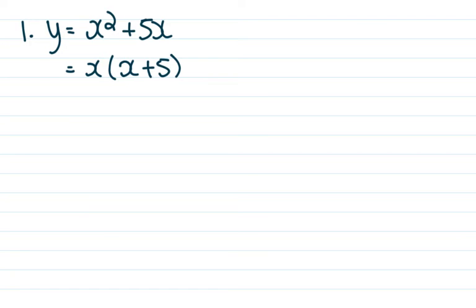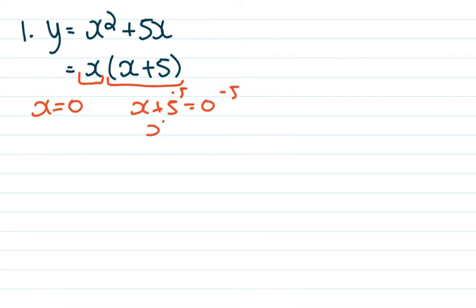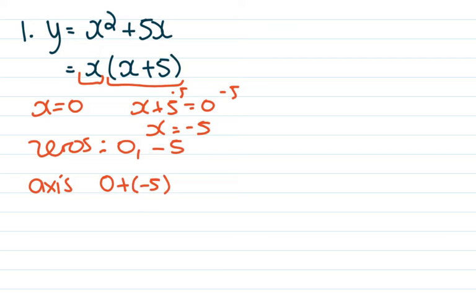Now I can find the zeros by setting each section equal to 0. So x equals 0 and x plus 5 equals 0. Subtract 5 from both sides on this one, x equals negative 5. So my zeros are 0 and negative 5. Now I can find the axis of symmetry because that's halfway between the zeros. So 0 plus negative 5 divided by 2 is negative 2.5.